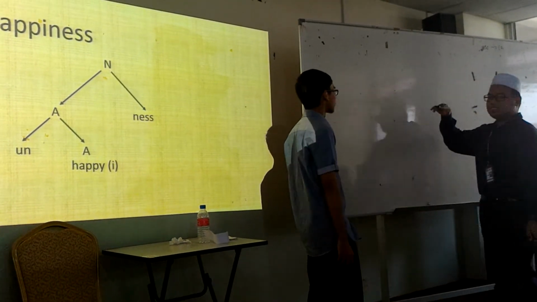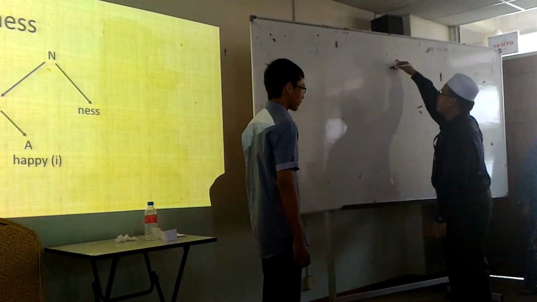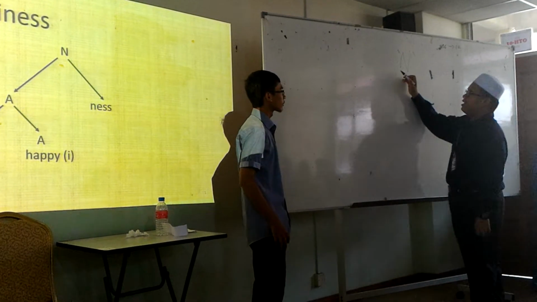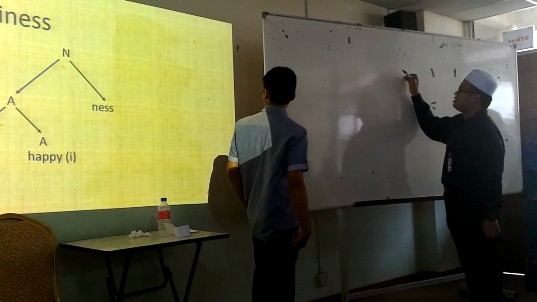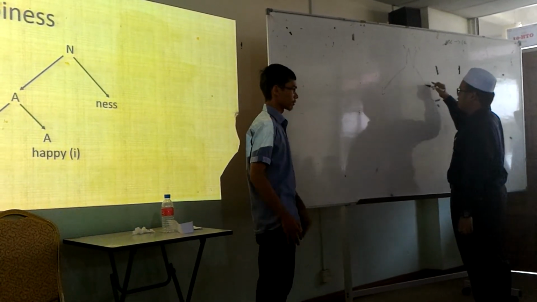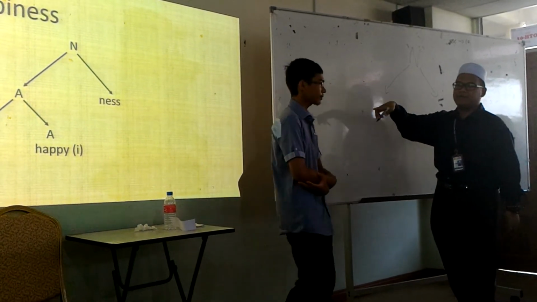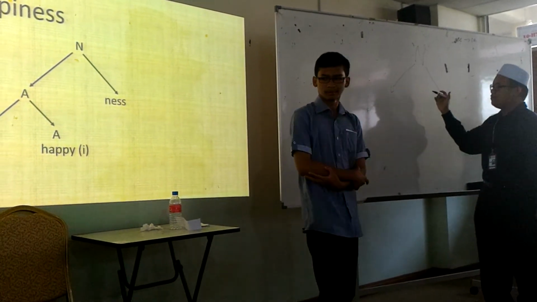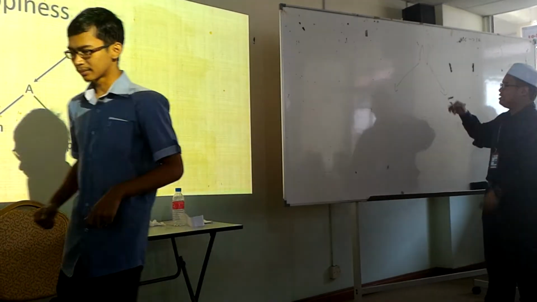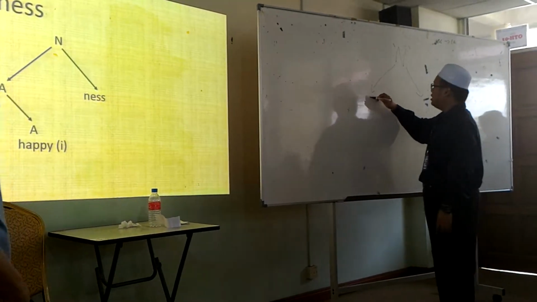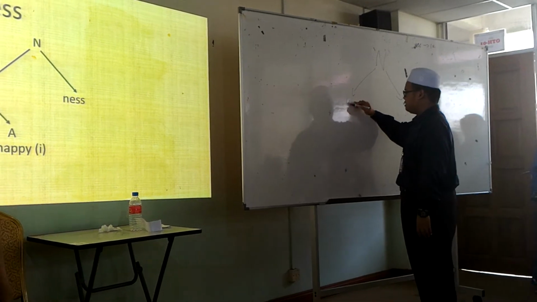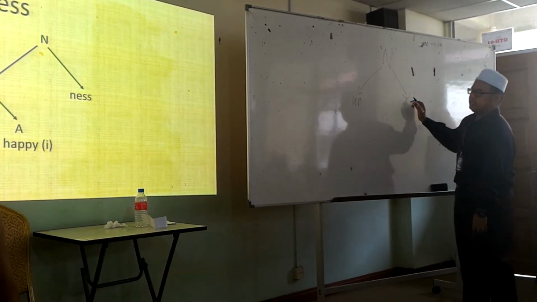Okay, unhappiness is a noun. So basically you write down N here, and then it can be branched like this. Okay, that's the first way. But someone might be confused if there could be another way like this. Okay, noun and un, and here happy.